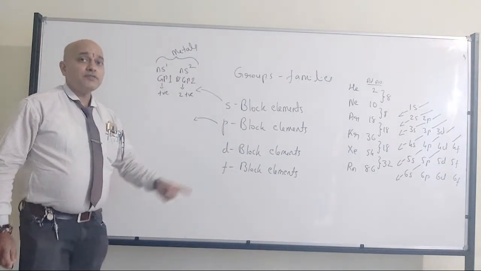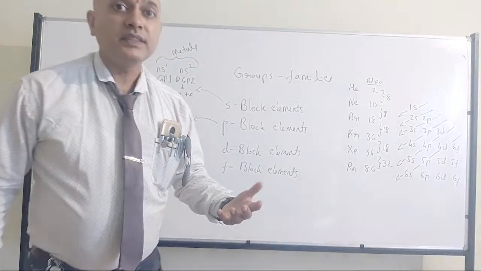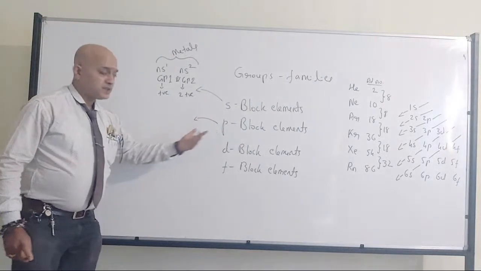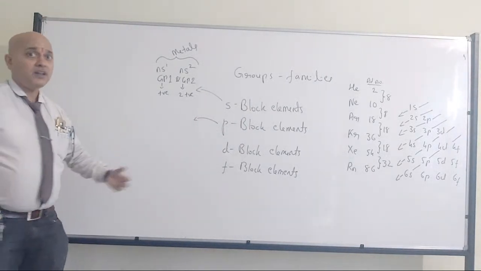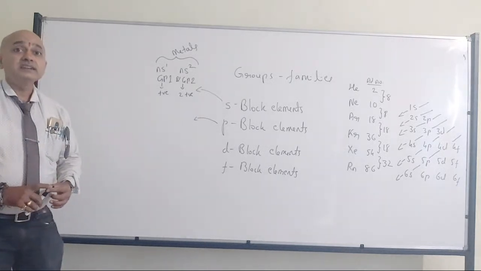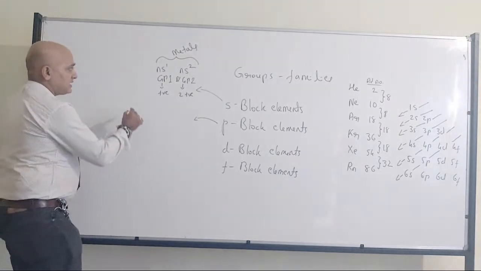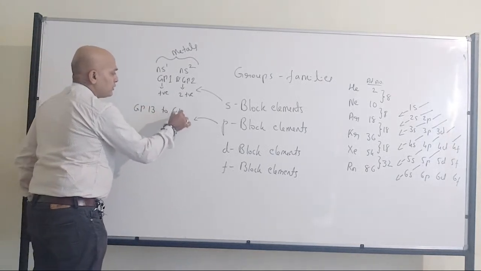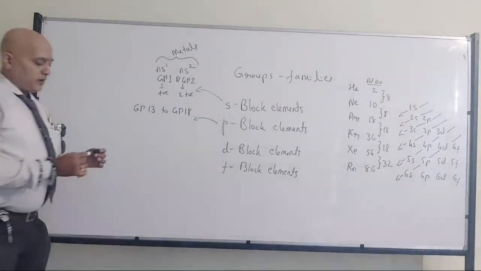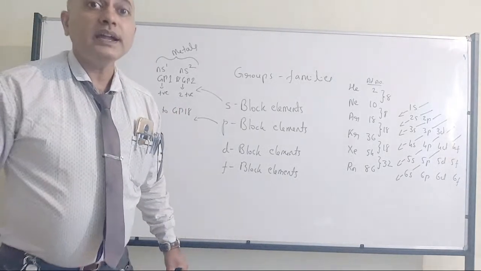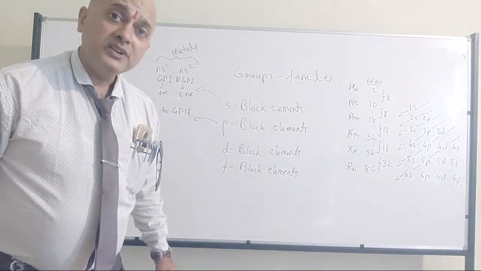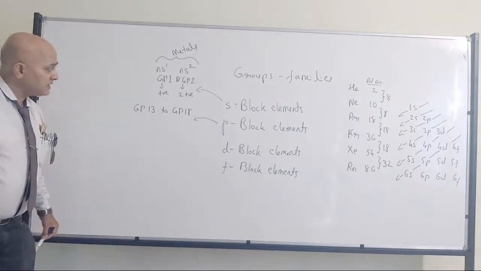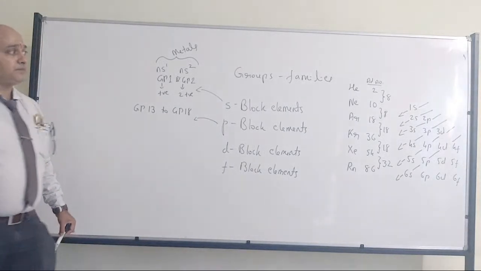So how many groups will be there? Yes, it should be 6 groups. Since the P subshell can accommodate a maximum of 6 electrons, there will be a total of 6 groups. So that is group 13 to group 18. From group 13 to group 18, that's where we have the P block elements.